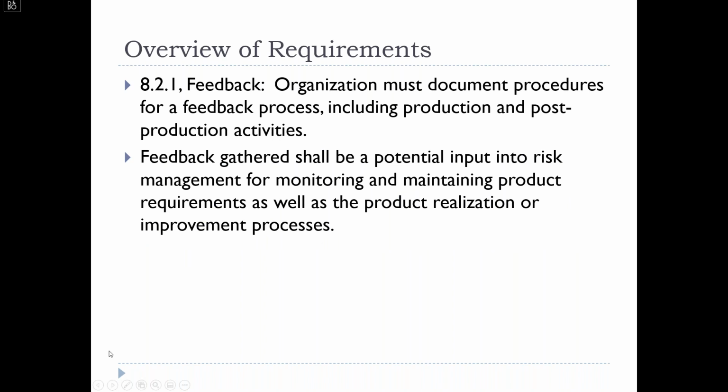8.2.1 relates to feedback. The organization must document procedures for feedback, including production and post-production activities. Any feedback that is gathered or brought into the management system shall be a potential input into risk management for monitoring and maintaining product requirements, as well as the product realization or improvement processes. So feedback from customers, employees, subcontractors, regulatory bodies, and your certification body needs to be maintained, considered, and acted upon.